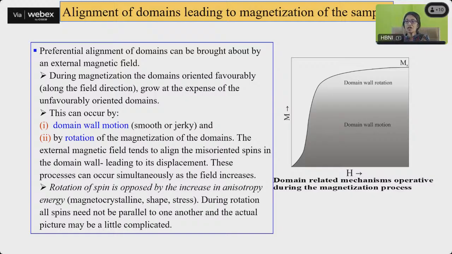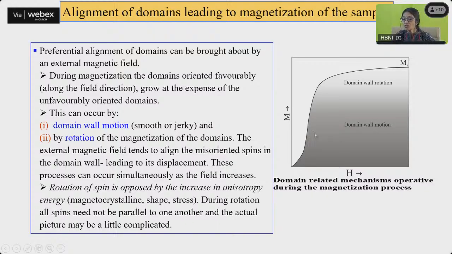So what happens is, when you apply this magnetic field, all these magnetic moments in the different domains align as per the external magnetic field direction. This can occur either by domain wall motion, which can be smooth or jerky, or by rotation of the magnetization of the domains. The external magnetic field will tend to align the misoriented spins in the domain wall, leading to its displacement. And these processes can occur simultaneously as the field increases.